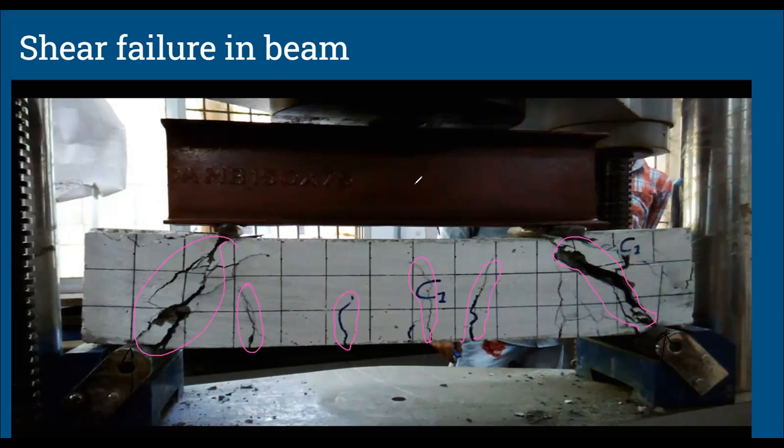Because whatever we have designed till now, what we designed earlier was for Mu, and we found Ast. This is for the flexure I am talking about. If there is a particular moment, by providing certain reinforcement here, you can deal with this moment. But in the entire beam, there will be shear also, and there will be failure for shear too, which we must prevent.